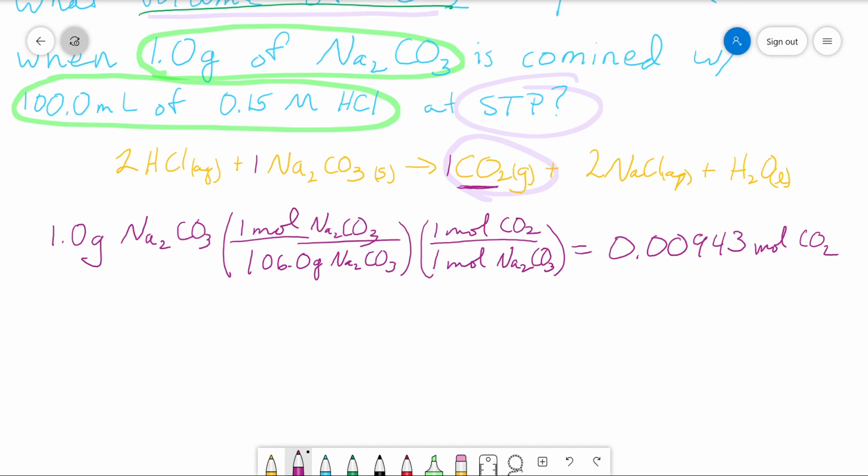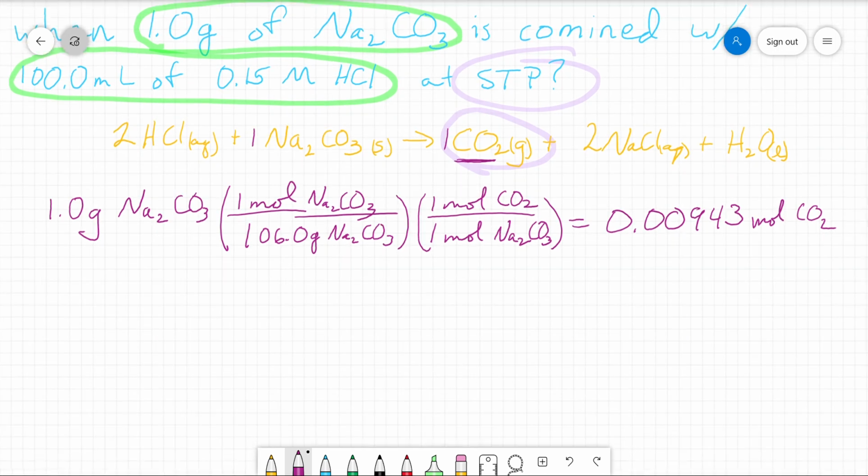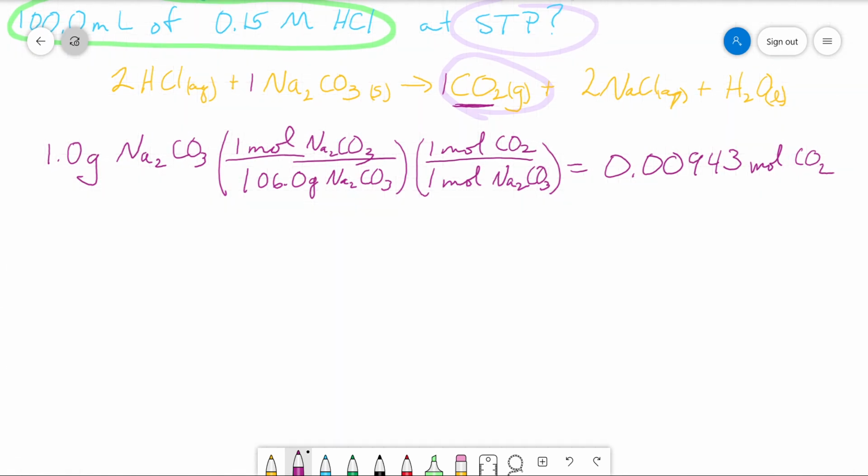Anyway, there we go. We got 0.00943 moles of CO2. Hopefully you are able to get that on your own. Now let's jump over to the HCl. Do the exact same process, but for the sodium carbonate, the Na2CO3, we're given a mass. For HCl, we're given a volume, and this is the volume of a liquid, a solution, and we're given the concentration. So we're going to use both of those things to convert to moles of HCl.